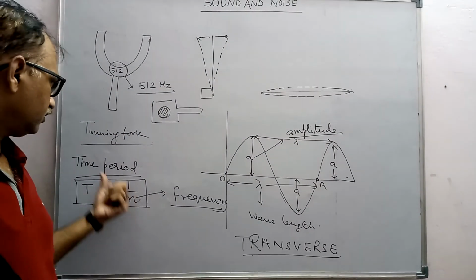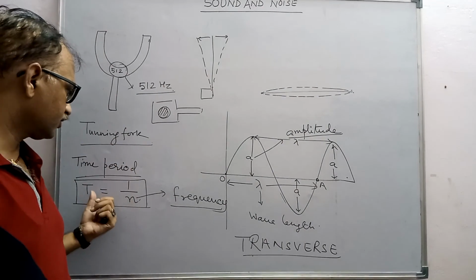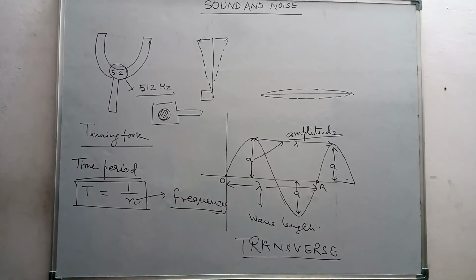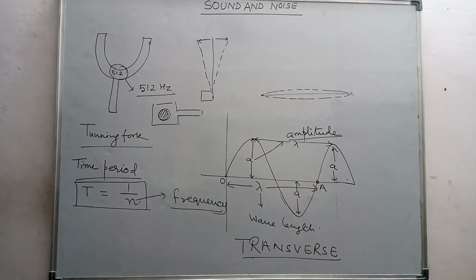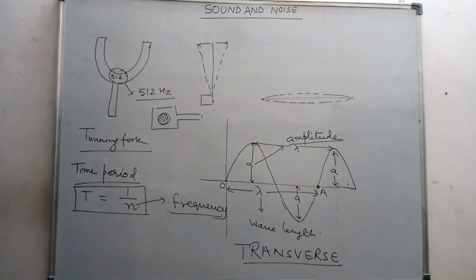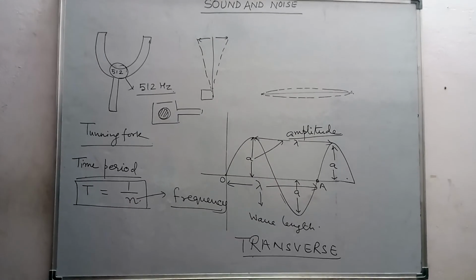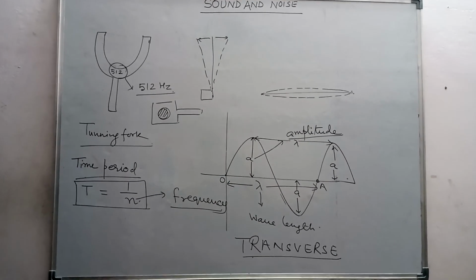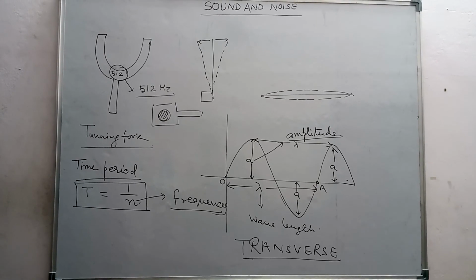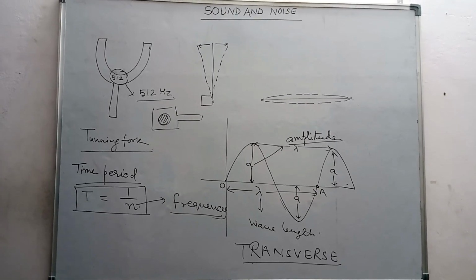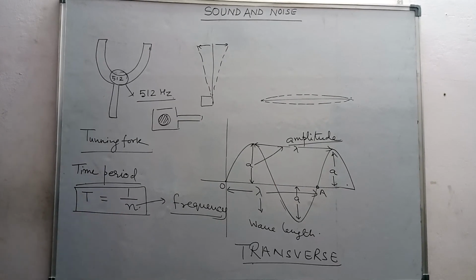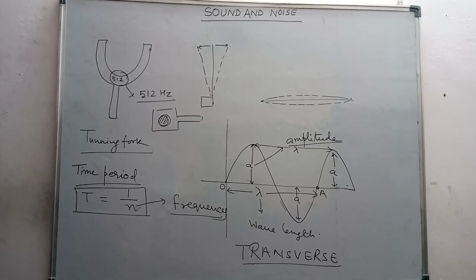So this is time period. Time period is equal to 1 upon frequency. Frequency means the number of vibrations made by a wave in 1 second. So what we have learned? Number 1, wavelength. Number 2, amplitude. Number 3, frequency. Number 4, time period. And then we have learned the relation between time period and frequency. Okay, that's all.